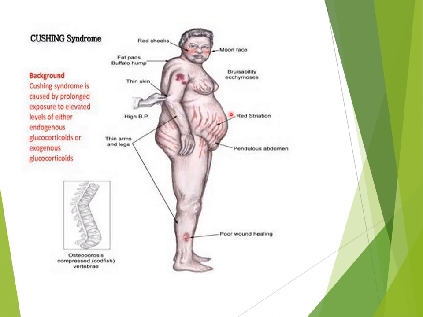Then you can see red striation, pendulous abdomen, and poor healing due to the increasing of catabolism of the proteins, which leads to the decreasing of regeneration.